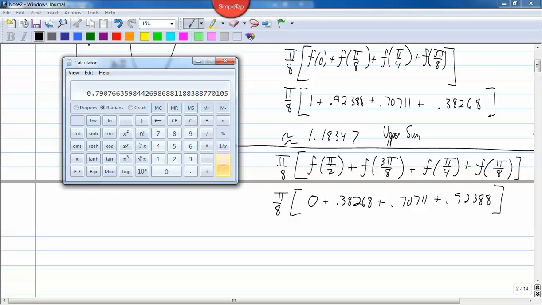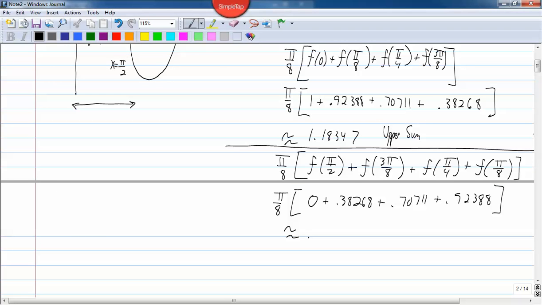Alright, so our lower sum is 0.79077. That'll be our lower sum. I usually don't round and carry to 5 places, but since these are estimates, this is one exception to that rule.